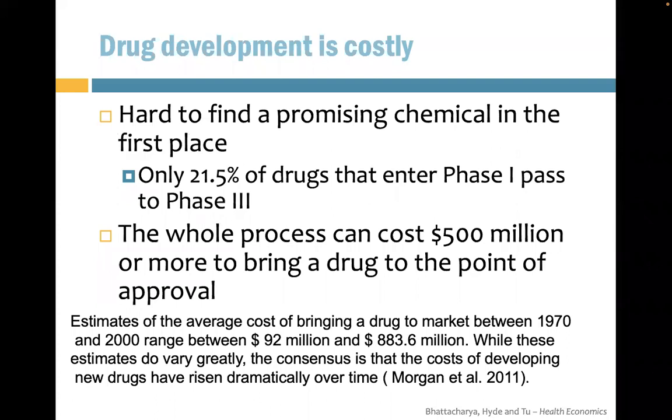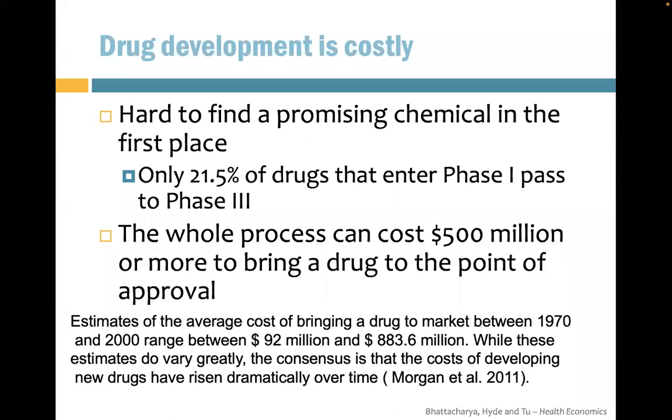Drug development is very costly. It is very hard to first find the chemical in the first place. And after you find that chemical, you have to pass 3 phases of trial, and only 21.5% of the drugs that entered phase 1 pass all the way through phase 3. And this whole process can cost up to 500 million. I believe nowadays it could be even more costly to bring a drug to the point of approval.